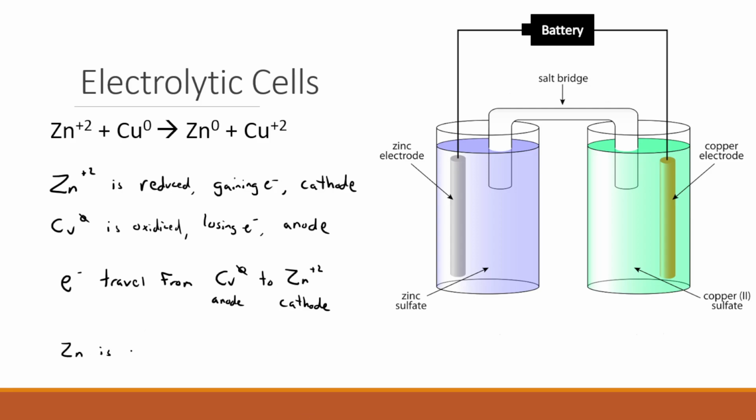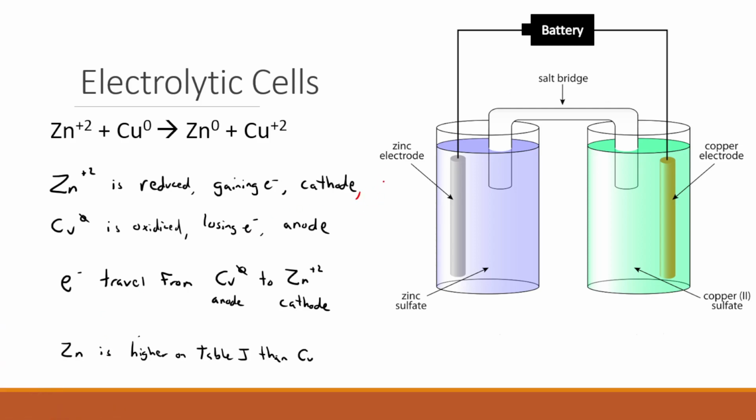The zinc is higher than copper on Table J. Electrolytic cells do the opposite of what Table J tells them. They force the opposite reaction to happen.